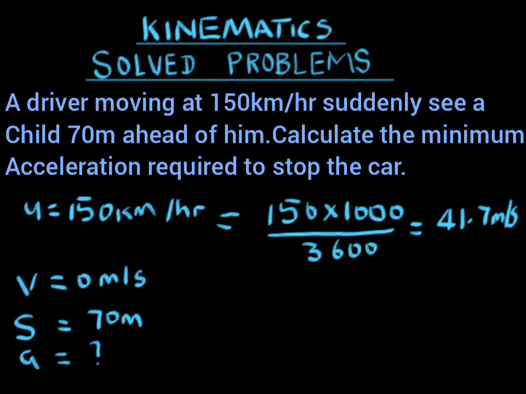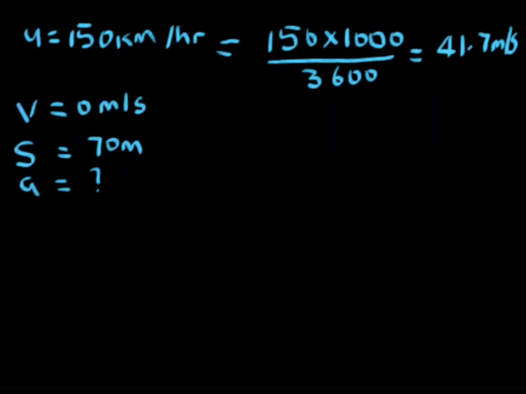Now let's move this upward a bit and solve the problem. We need a formula among the 3 formulas we were shown in the previous video, one that contains the initial velocity, the final velocity, distance, and acceleration. That formula is v square equals u square plus 2as.